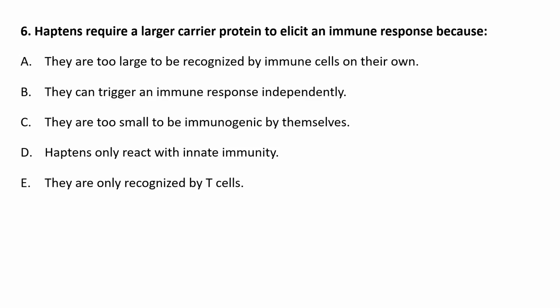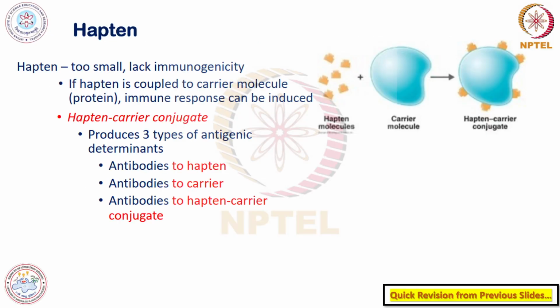The next question was, haptens require a larger carrier protein to elicit an immune response because these haptens are too small to be immunogenic by themselves. So they alone cannot generate an immune response. So they require large carrier proteins to elicit an immune response. This we have been seeing from the last two classes.